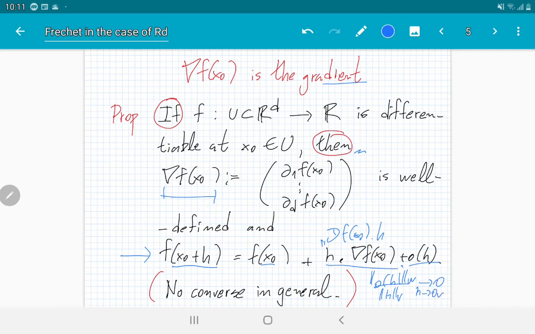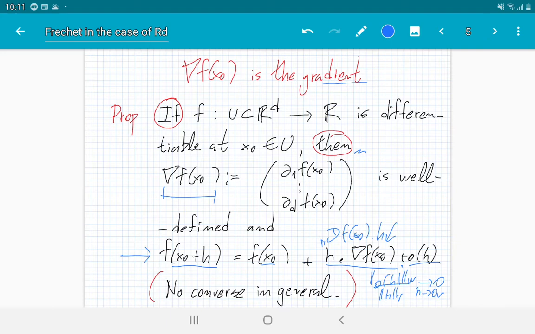Now this is very nice. It tells us that we can try to reverse engineer the statement and say, okay, if I want to compute the Fréchet derivative of a function from R^d to R, I know that if the Fréchet derivative exists, it's given by the gradient vector in this precise sense here. And I know how to compute the gradient vector. If I know any calculus, I just compute the partial derivatives, right?